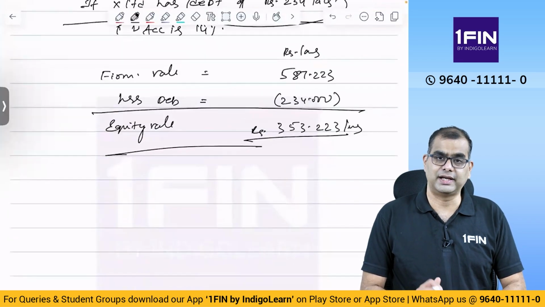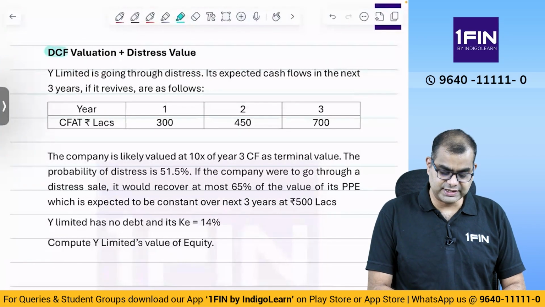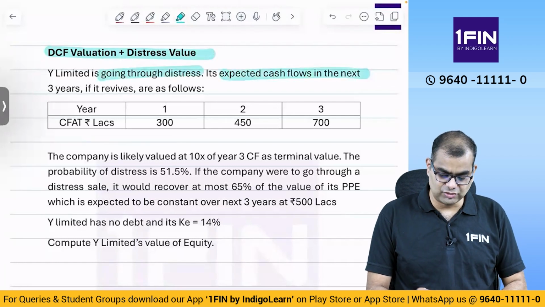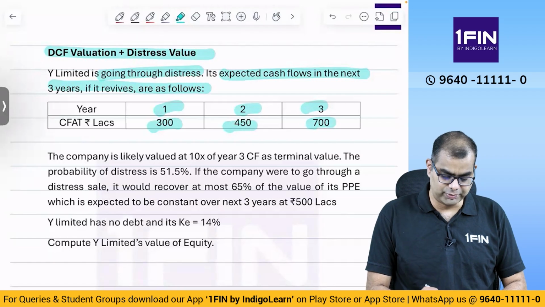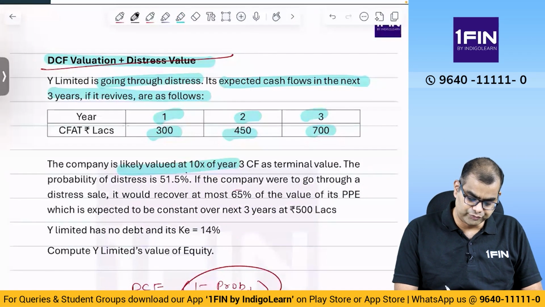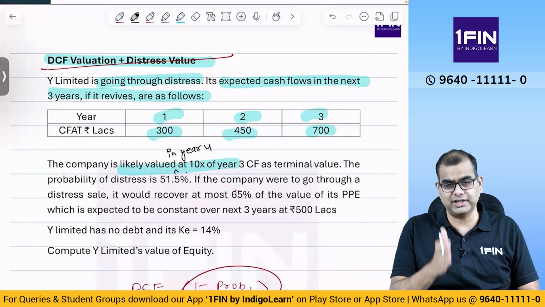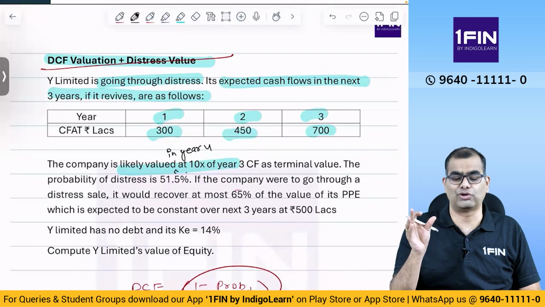Now let us move to the next question, and this one will be DCF plus distress value. In this question we'll have a slight variation: DCF value plus distress. Y Limited is going through distress. Its expected cash flow in the next 3 years, if it revives, for year 1, year 2, year 3 is 300, 450, 700 in rupees lakhs. The company is likely valued at 10x of year 3 cash flows, valued in year 4, like the previous question. Whatever third year's cash flow into 10 times is the terminal value of cash flow in year 4.